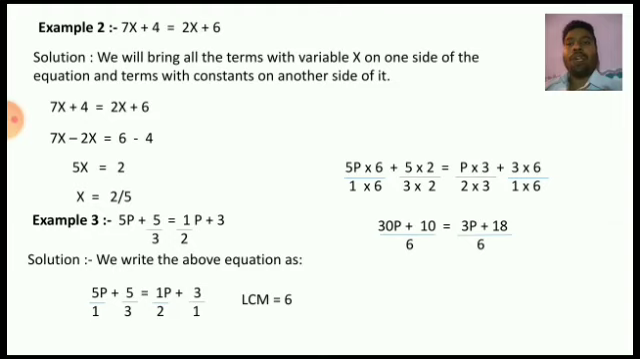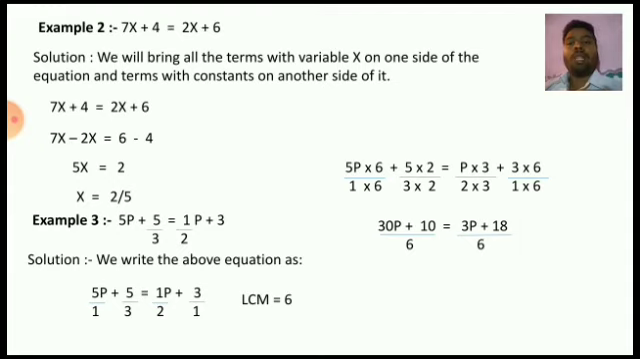So 5p into 6 how many? 30p plus 5 into 2 how many? 10, and 1 into 6, 6. So 2 into 3 how many? 6. So that we get the left hand side as 30p plus 10 divided by 6. So 6 is a common denominator, so that we write only 6 here. So 30p plus 10 divided by 6.